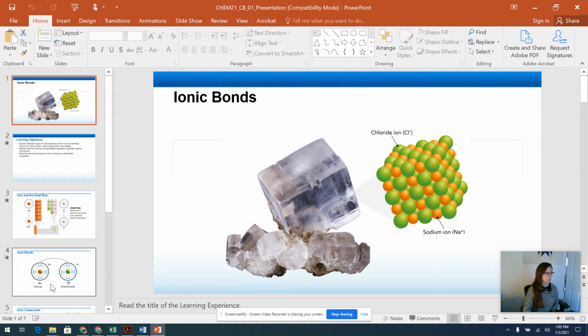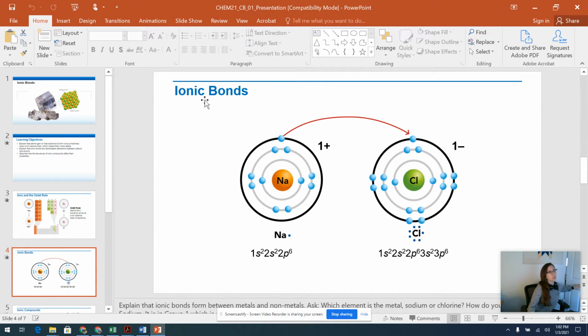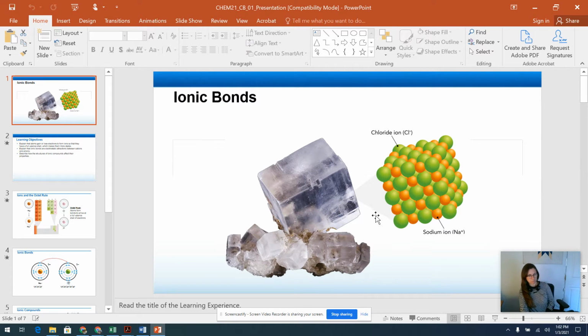So let me show you this image here. Okay, so we've learned how to draw Bohr diagrams that look like this and how to predict how many bonds different atoms will make based on how many valence electrons they need in order to complete their valence shell, right? They want a full valence shell, which is 8 electrons in that outer energy level. Okay, so in covalent bonding, they share electrons. Let's look at ionic bonding.